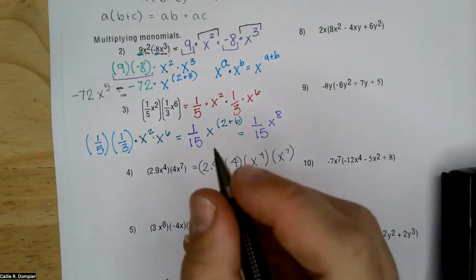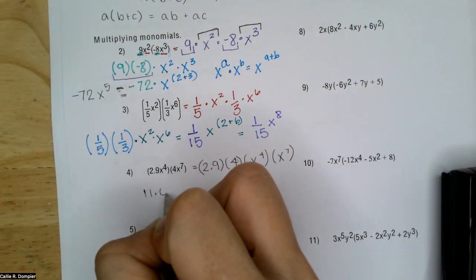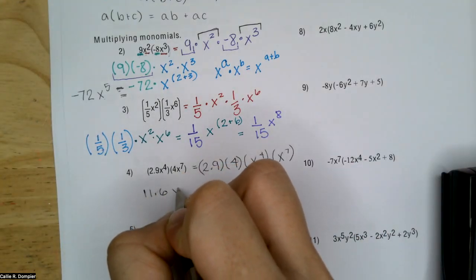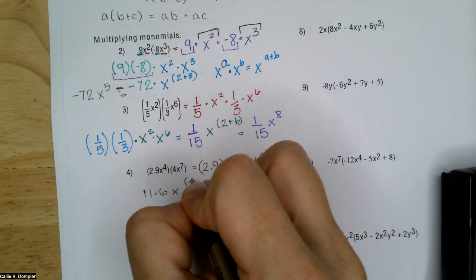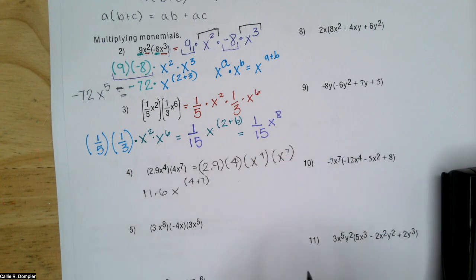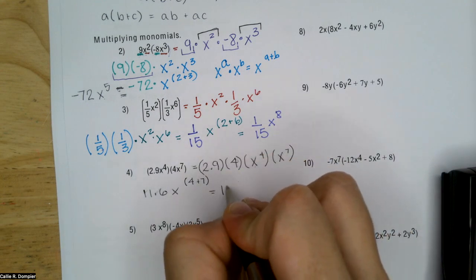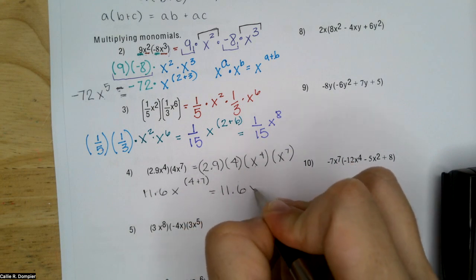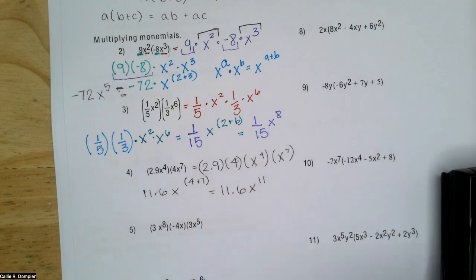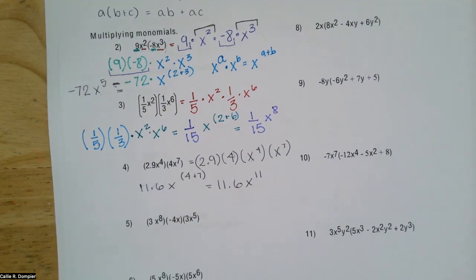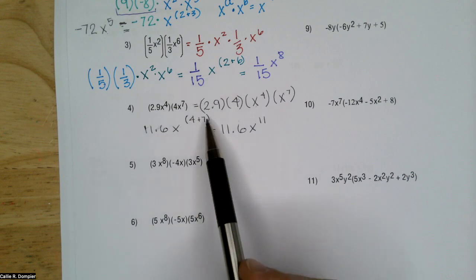11.6. 11.6 times x. The bases are the same, and we're multiplying the bases, so we just add the exponents. 11.6 times x to the power of 11? 7, 8, 9, 10, 11. Good. All right, so those were each 2 monomials.